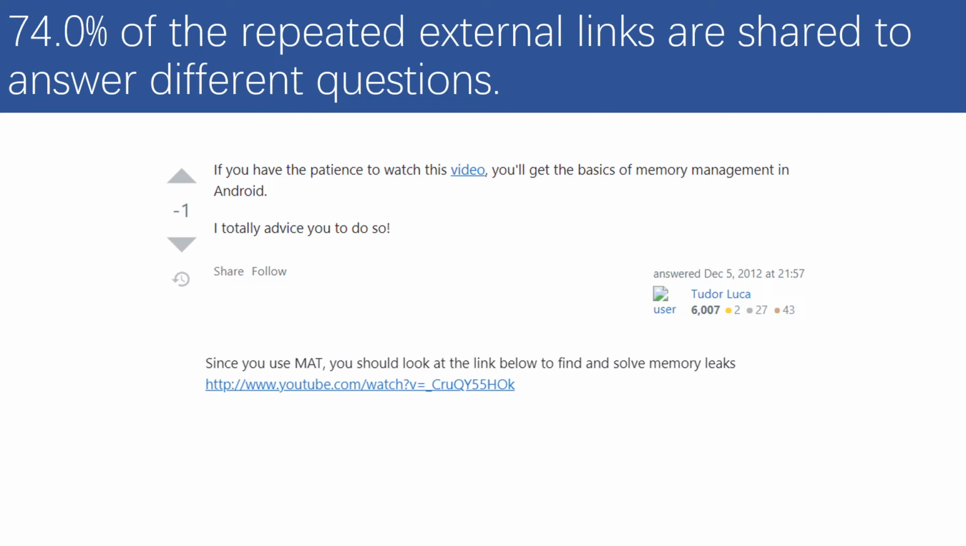Here, we present two answers that use the same repeated external link. In both answers, this YouTube video is shared to introduce memory management in Android. This external link is repeatedly shared 98 times in total in Stack Overflow answers, indicating the prevalence of this knowledge. Different Stack Overflow questions could be answered with the same knowledge that has been posted somewhere else.